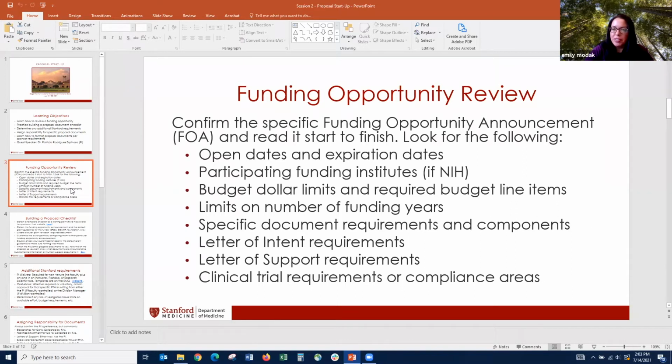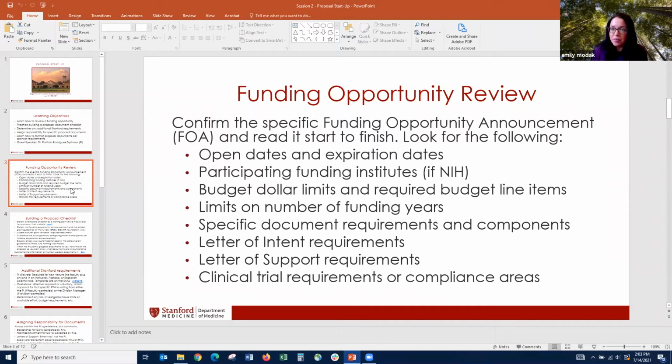Specific document requirements and components. Most funders have general guidelines that apply to all their applications and then specific funding opportunity guidelines. And of course, the funding opportunity guidelines always supersede the general guidelines. So the general guidelines apply if the funding opportunity doesn't say otherwise. If the funding opportunity does, then you need to go with those, and that will be in the funding opportunity, what they want you to do.